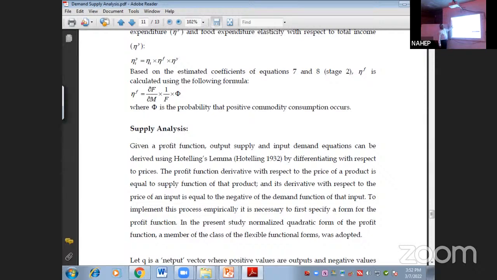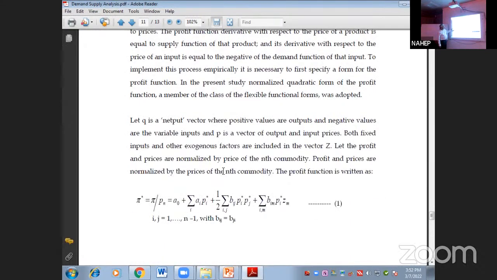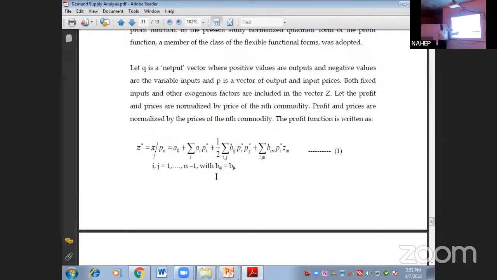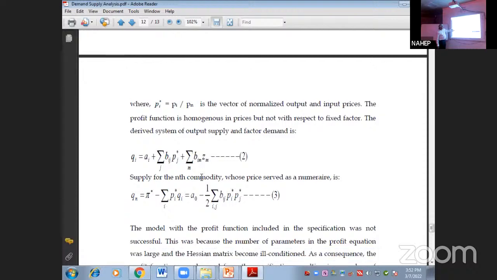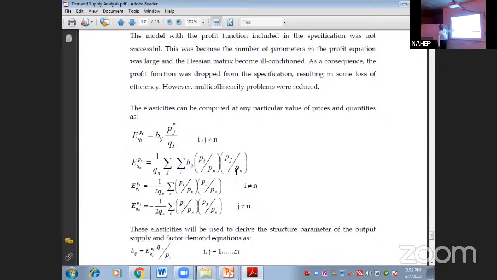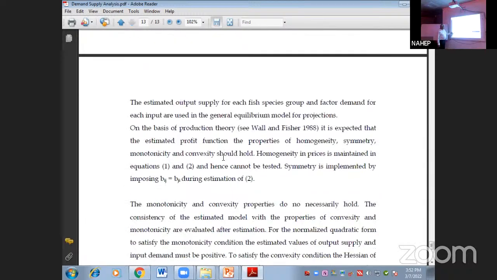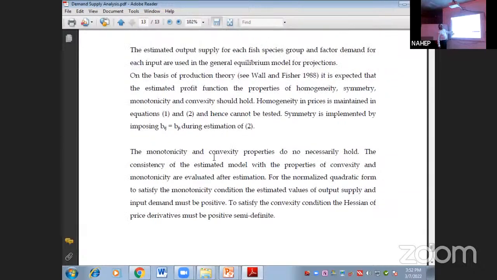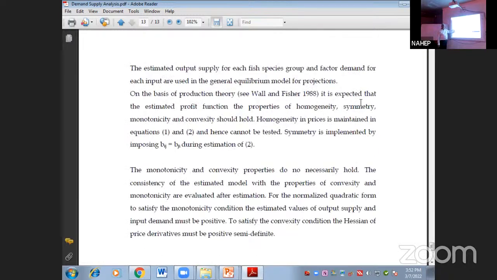Then you go for supply analysis here, the profit function approach. Use it. Then this is the relative price. This is the supply. This is the factor demand, and then you get these coefficients. And this restriction, semi-definite, and so on. Right. So this paper summarizes all the 4 lectures. Okay.